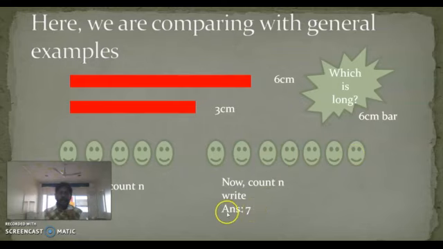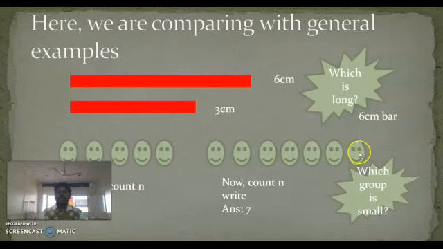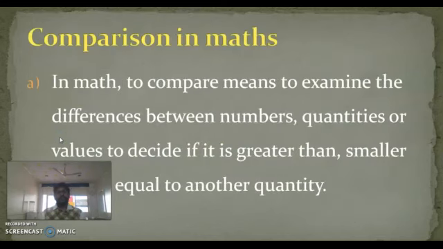See, 5 and 7. These are two numbers. Now we can easily compare them with the help of maths. Which group is small? We have two groups here, one group and a second group. My question is, which group is small? The group having 5 smiley faces is small.